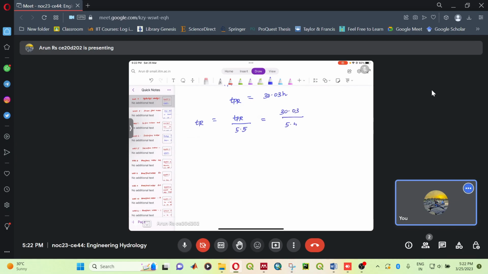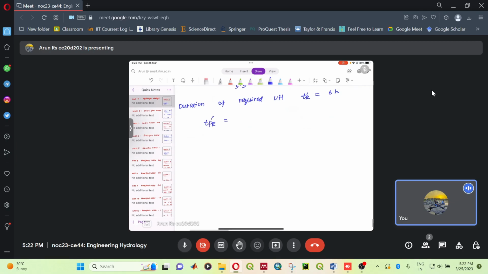And we are checking TR is equal to TPR divided by 5.5, that is 30.03 divided by 5.5, which is equal to 5.459 hours. But we have the duration of the required unit hydrograph as 6 hours. That is TR dash is equal to 6 hours, but we have TR as 5.459 hours. So in order to adjust the basin lag, we are making use of this equation.